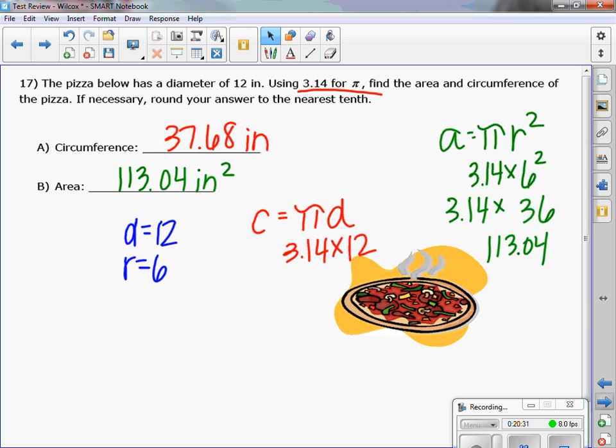Be really careful. I was able to use the diameter for my circumference part of the question, but I have to have the radius when I'm finding the area of a circle.